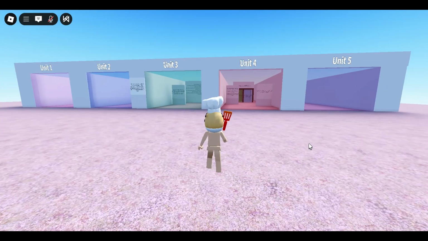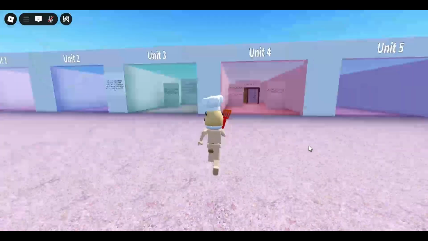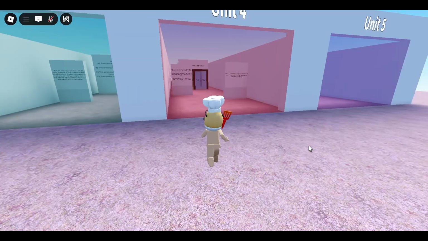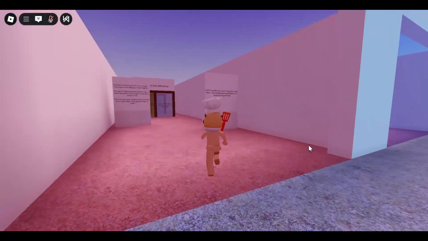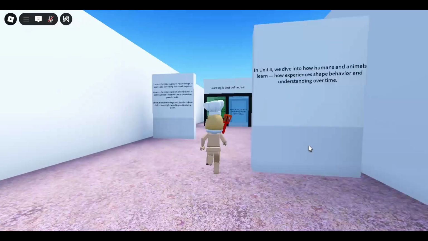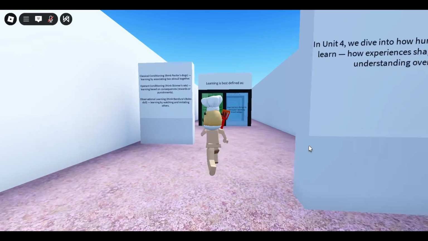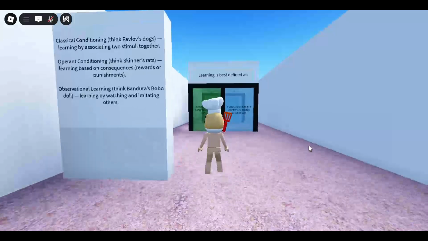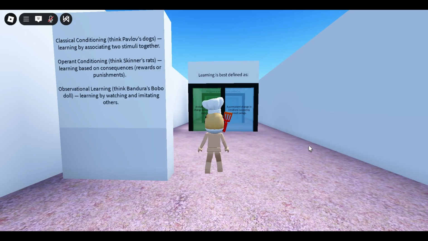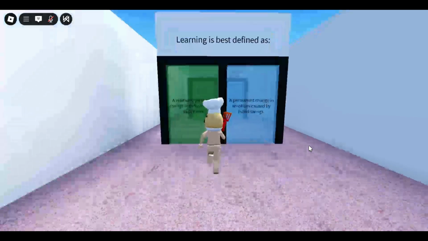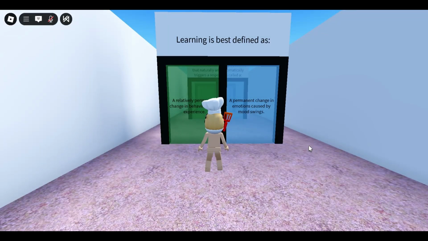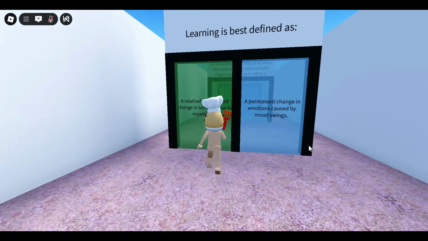And with that, we are on to our second to last unit, Unit 4. So this unit is all about learning and how experiences shape behaviors and understanding over time. Some study topics. And learning is defined as a relatively permanent change in behavior due to experience.